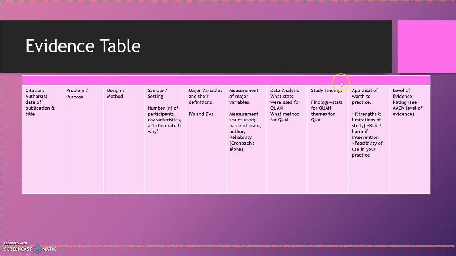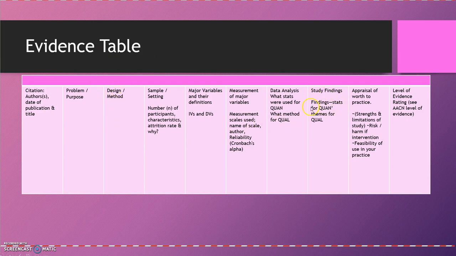Remember, when you looked at the level of evidence before, like systematic reviews or meta-analysis, when we talk about that, that's the kind we want mentioned over here as the design. That would be like a systematic review of quantitative studies, something like that.